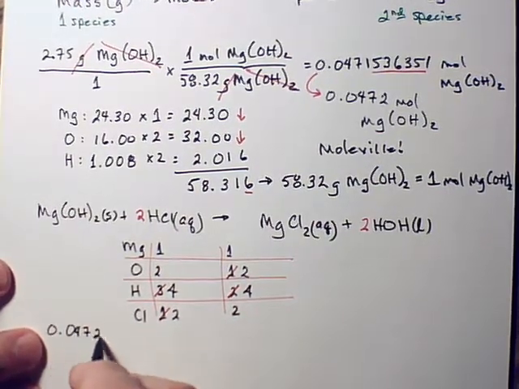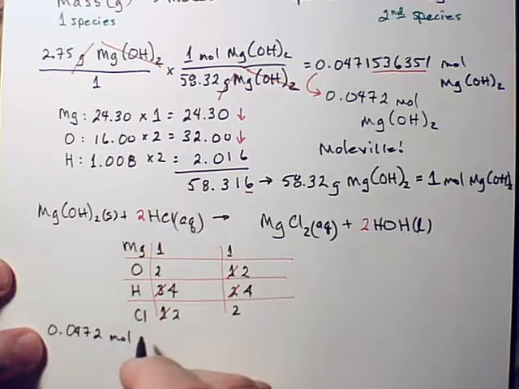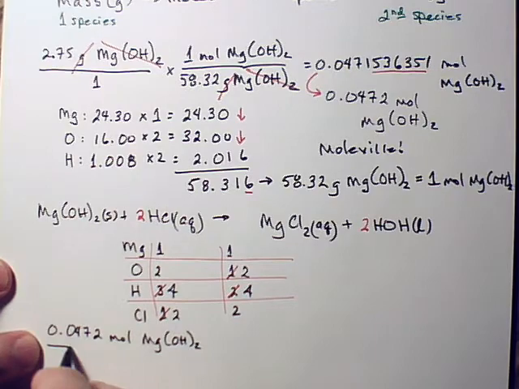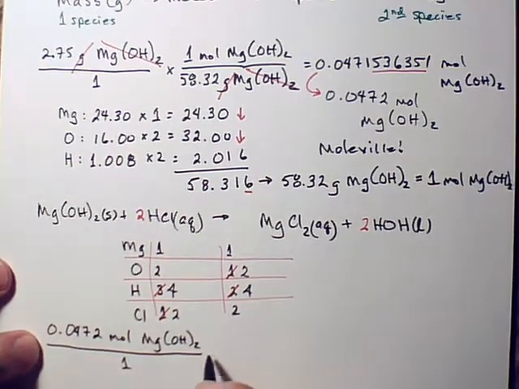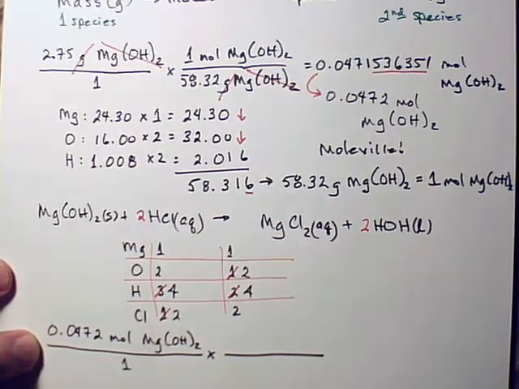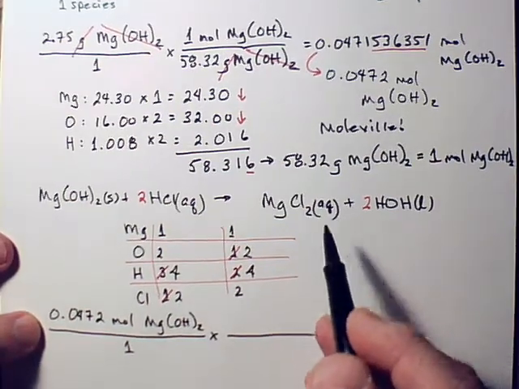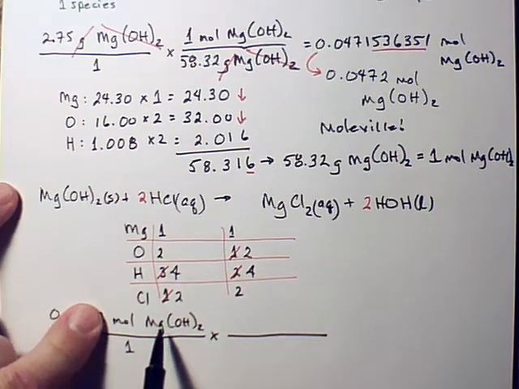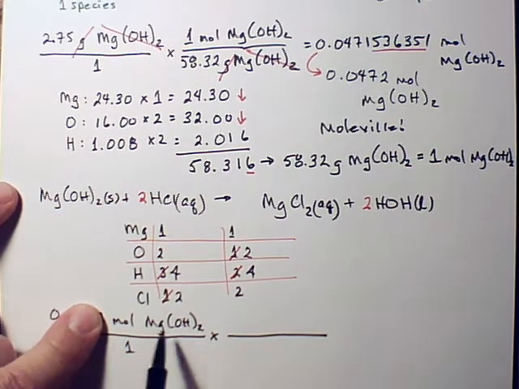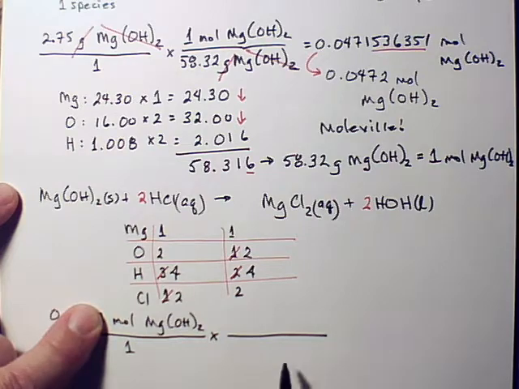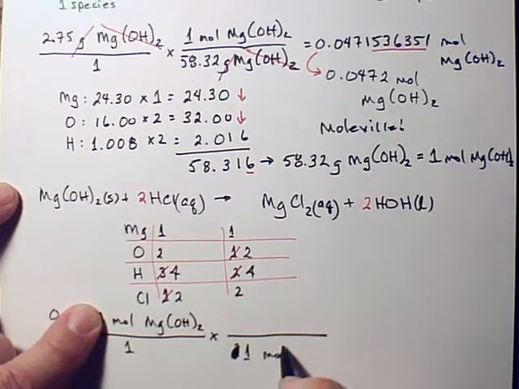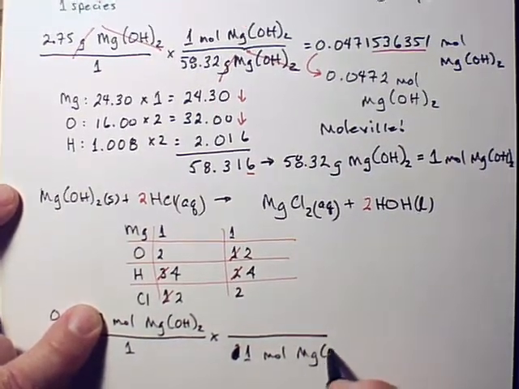0.0472 moles of magnesium hydroxide. And I'm going to put that over 1 because this is a new starting amount. Okay, I go to the equation and I find the coefficient in front of magnesium hydroxide. There's an implied 1 here. I need to match the units and species with the top of this fraction with the bottom of this one. This becomes 1 mole of magnesium hydroxide.